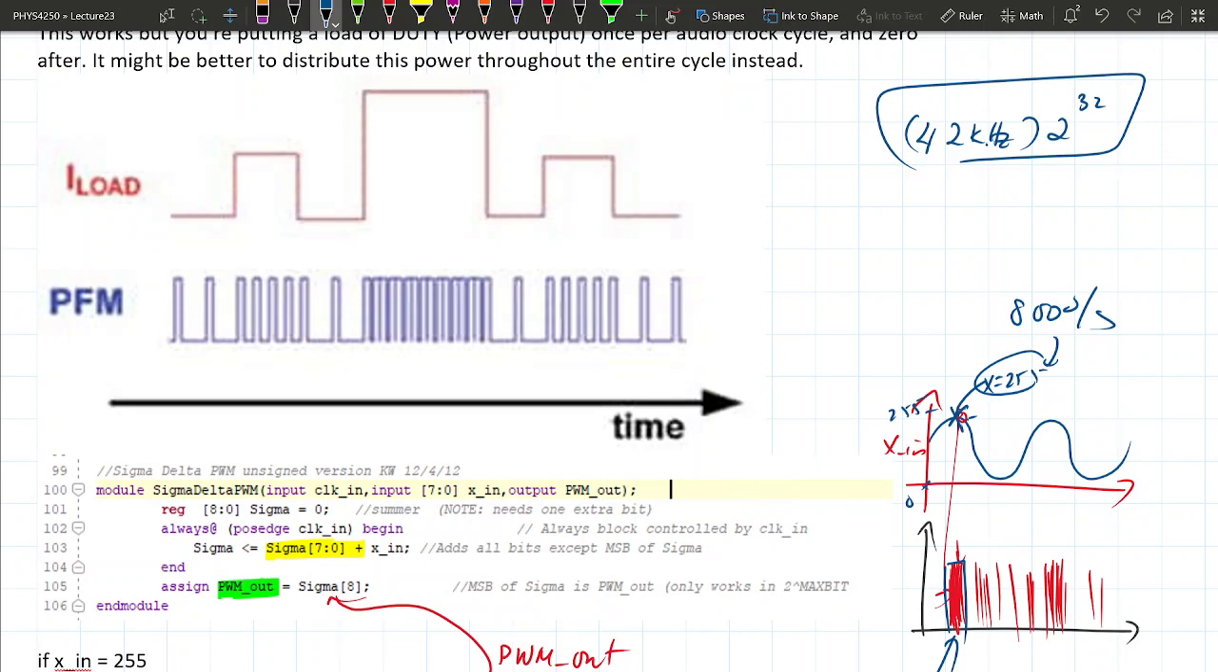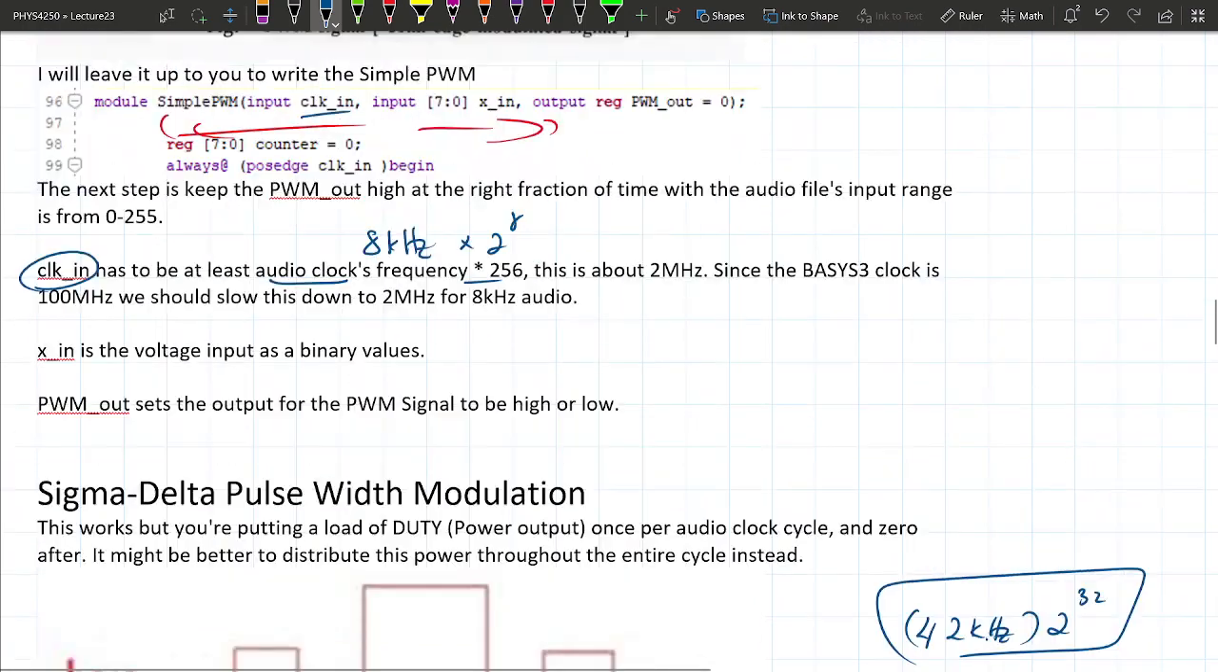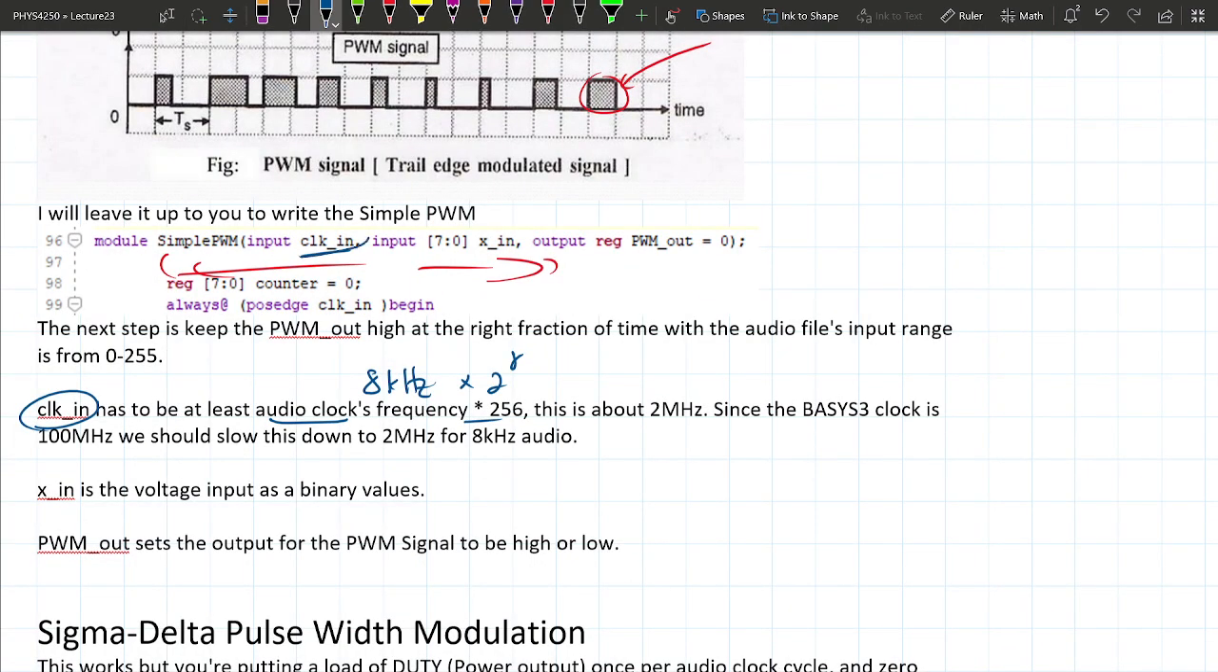These are within the realms of what we do with just consumer electronics. Let's go back to what these inputs are. This clock in has to be 256 times faster than the audio clock in the case of 8 bits. If it's 16 bits, then it has to be 2 to the 16 times faster. Xin, of course, is the binary voltage value, whatever it is, 255, 127, 0, and that gets set.